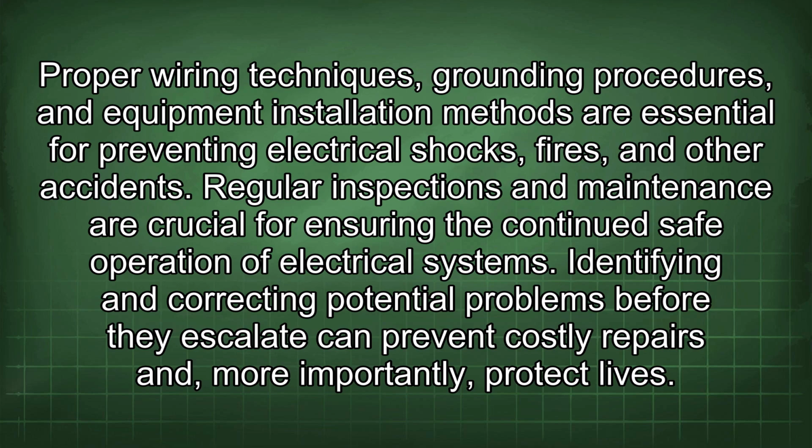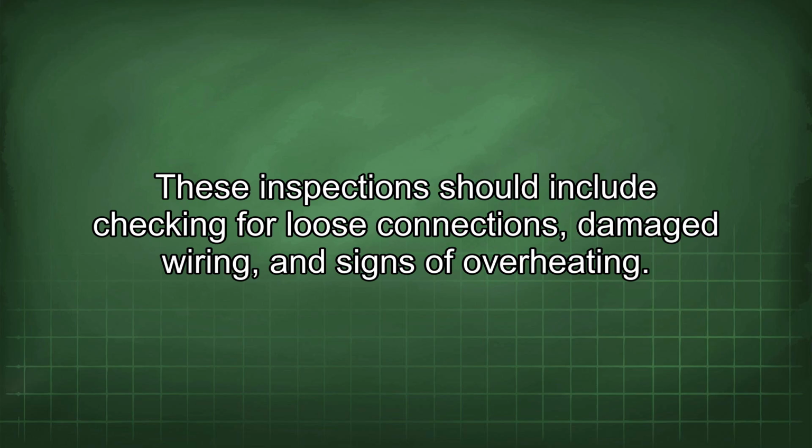Proper wiring techniques, grounding procedures, and equipment installation methods are essential for preventing electrical shocks, fires, and other accidents. Regular inspections and maintenance are crucial for ensuring the continued safe operation of electrical systems. Identifying and correcting potential problems before they escalate can prevent costly repairs and, more importantly, protect lives. These inspections should include checking for loose connections, damaged wiring, and signs of overheating.